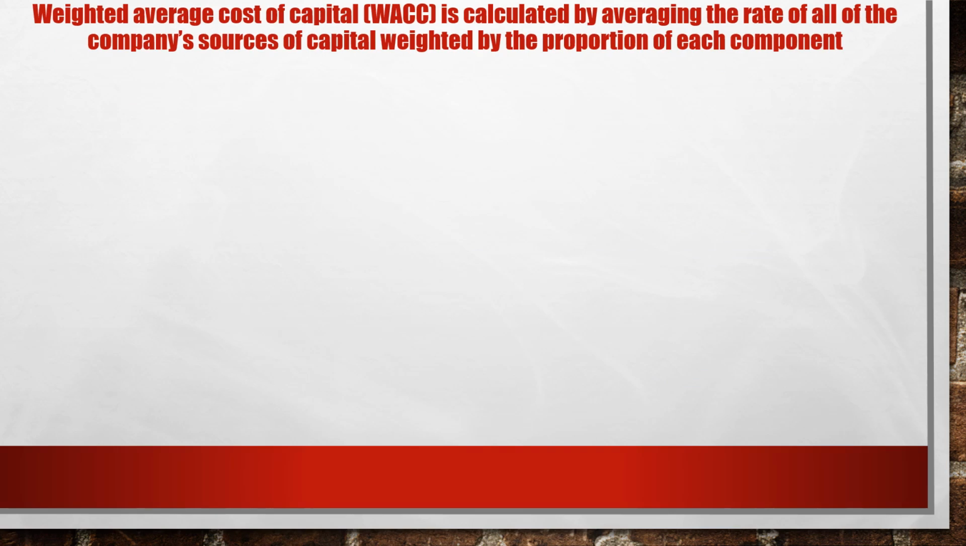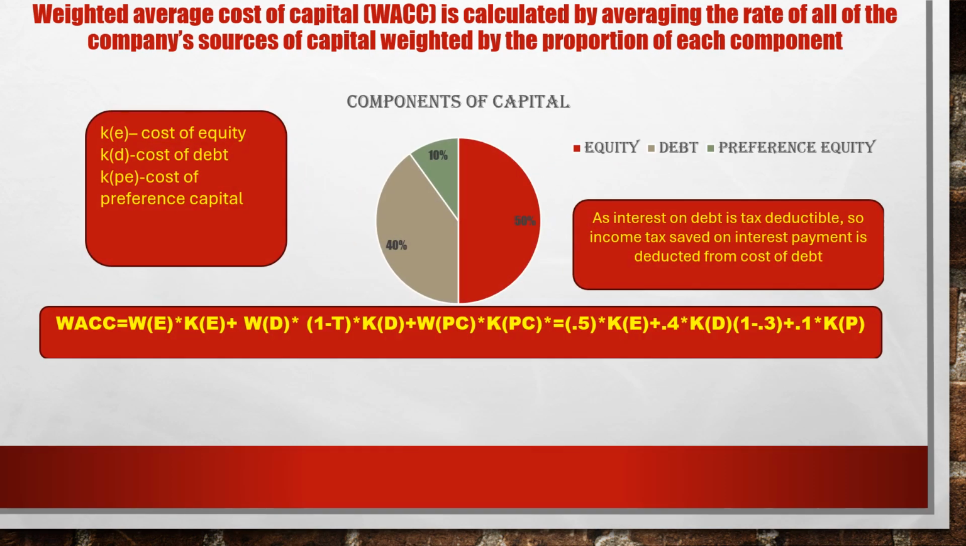Now the weighted average cost of capital is calculated by averaging the rate of all the company's sources of capital weighted by the proportion of each component. Now suppose the weightage of each component of capital in a company is given by this pie diagram, whereby the equity comprises 50%, the debt comprises 40%, and the preference capital comprises 10%. KE is the cost of equity, KD is the cost of debt, and KP is the cost of preference capital.